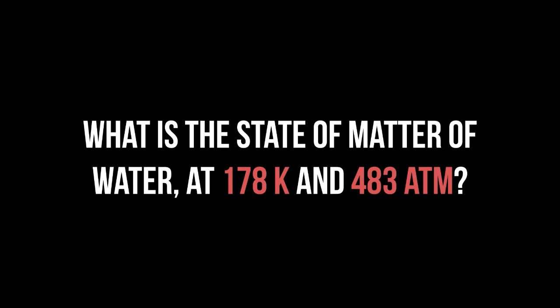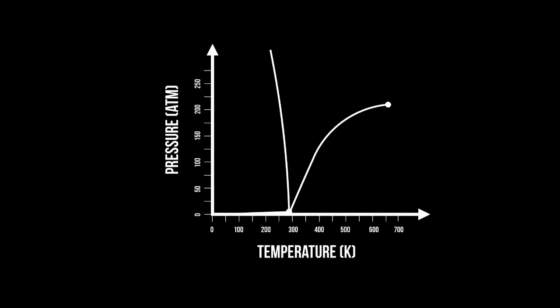And one last question, what is the state of matter of water at 178 Kelvin and 483 atmospheres? Once again, to figure that out, all you have to do is take a look at the graph. But notice that this time, the point isn't in one of the sections. It's actually on the line. When the point is on the line between two phases of matter, then those two phases are in equilibrium in the material. Since in this case, the two phases are liquid and vapor, at this certain temperature and pressure, these two phases will be in equilibrium. This is known as the liquid-vapor equilibrium. And water molecules are continually switching between liquid and vapor at pretty much an equal rate.